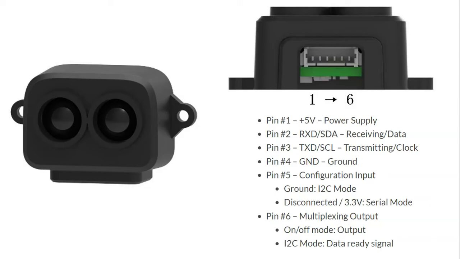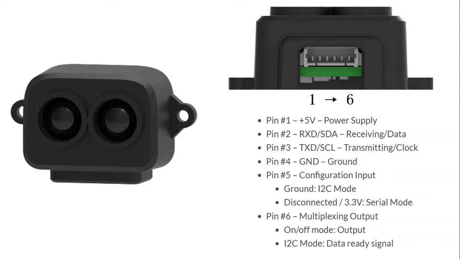In the example that I'm going to show you next, I'll be using it in I2C mode. Then we have pin number 6, which is a multiplexing output. And it's either on-off mode for output or I2C mode. This pin, I'll have it unplugged in the example I'll be showing you.